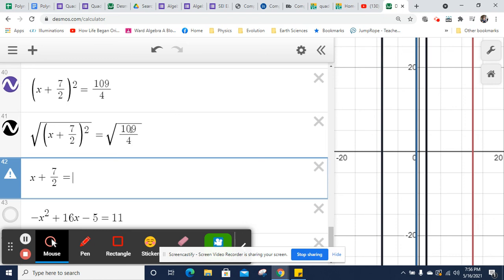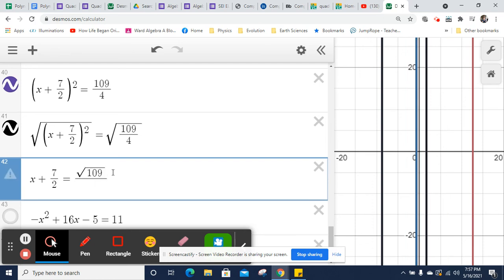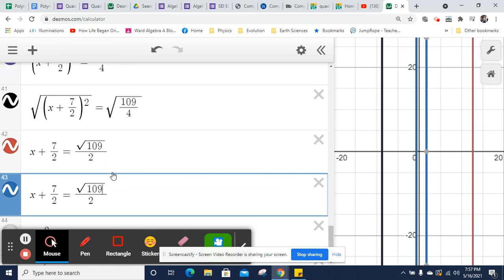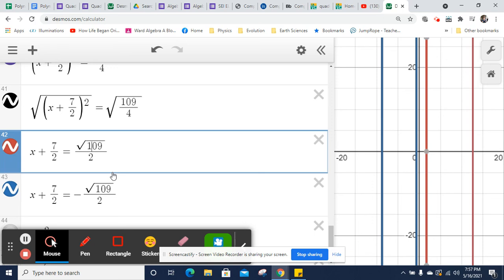Now, 109 I cannot reduce into a neat and tidy number. I'm just going to leave that in square root jail. So square root of 109. However, 4 I can get the square root of. So I'm going to call that 2 because the square root of 4 is 2. And now there's going to be a plus and a minus version of that. So this will be the minus version, and this will be the plus version. And my next step, my last step, is simplifying the radical and isolating or solving for x.